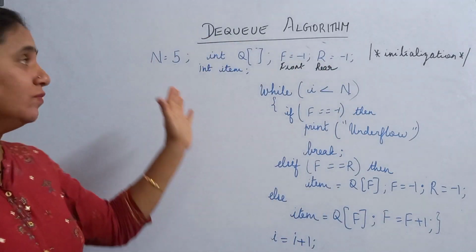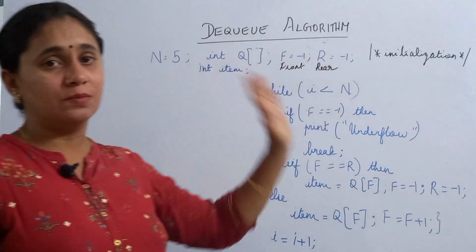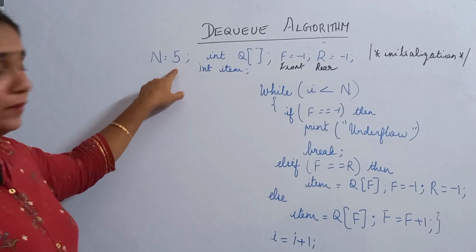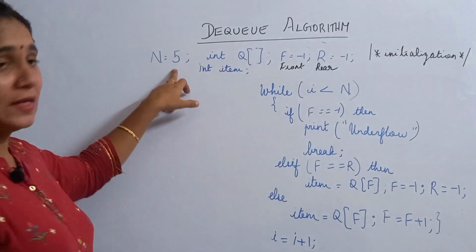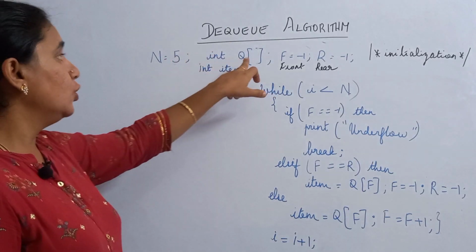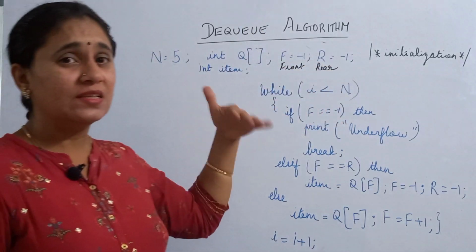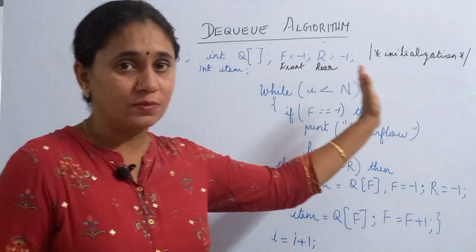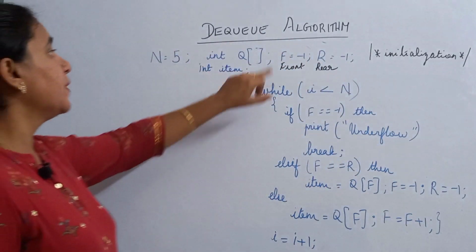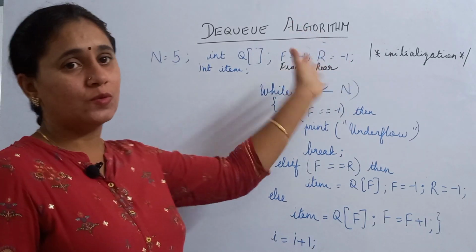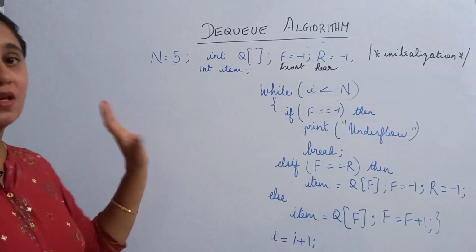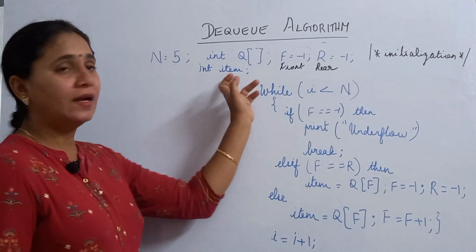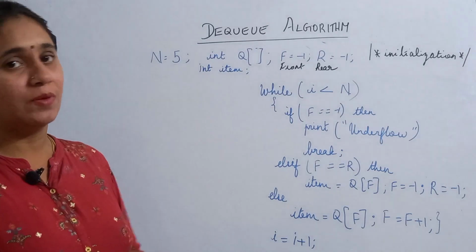In the same way, we have initialized different variables for use in the algorithm. n is equal to 5, int q of n, so the maximum size of the queue is n, and q is an array data structure. I have used the same variables. If you cannot understand these variables, you can see my previous video. Then f is equal to -1, r is equal to -1. We are using all these variables in the similar way. Now int item, which is for deleting the element from the queue.